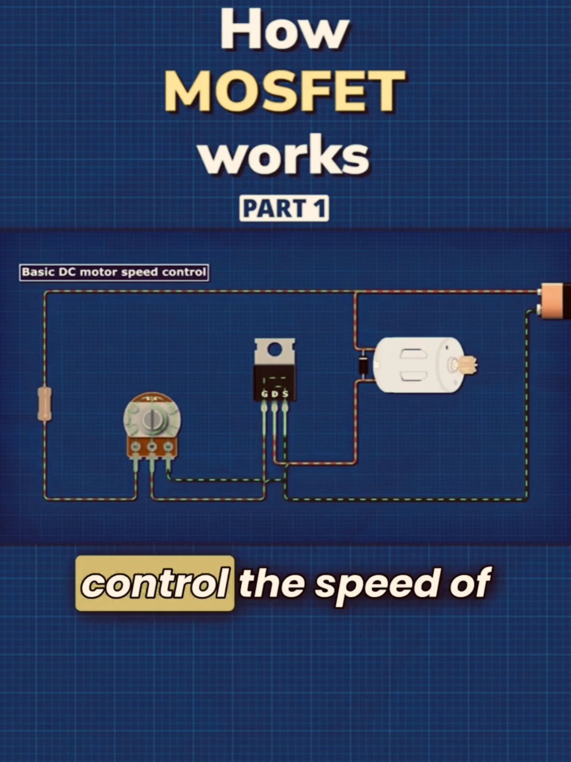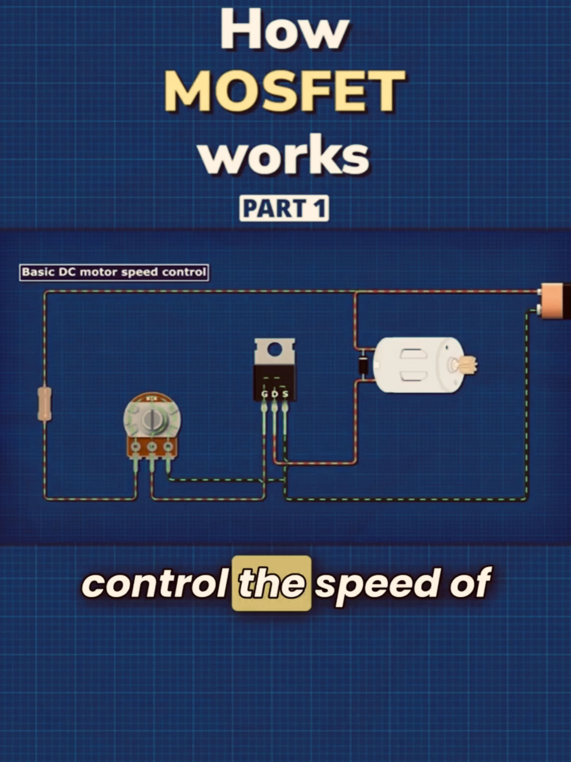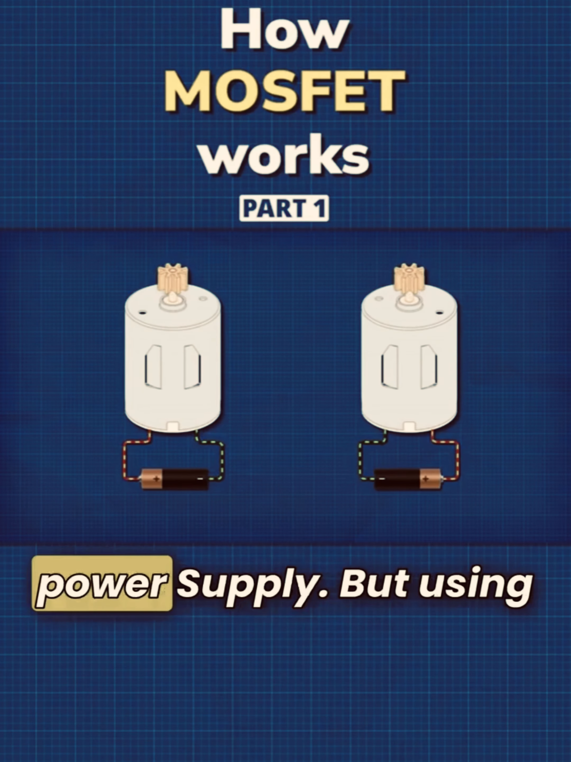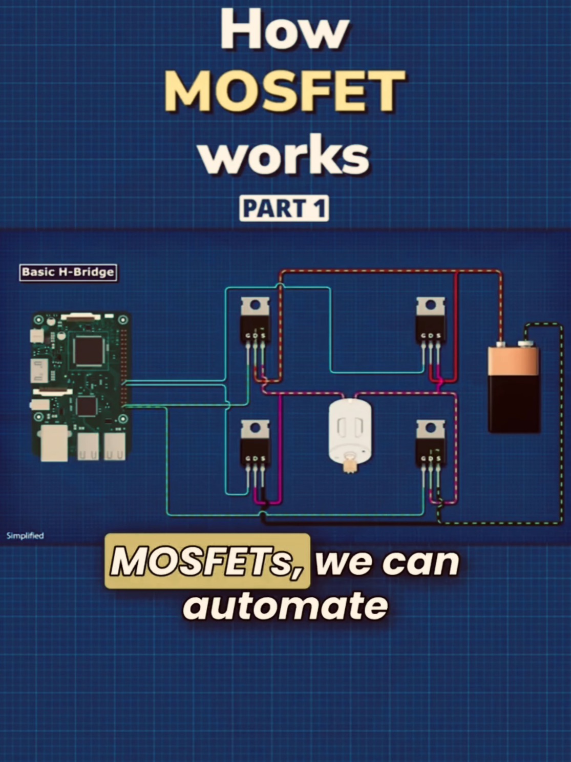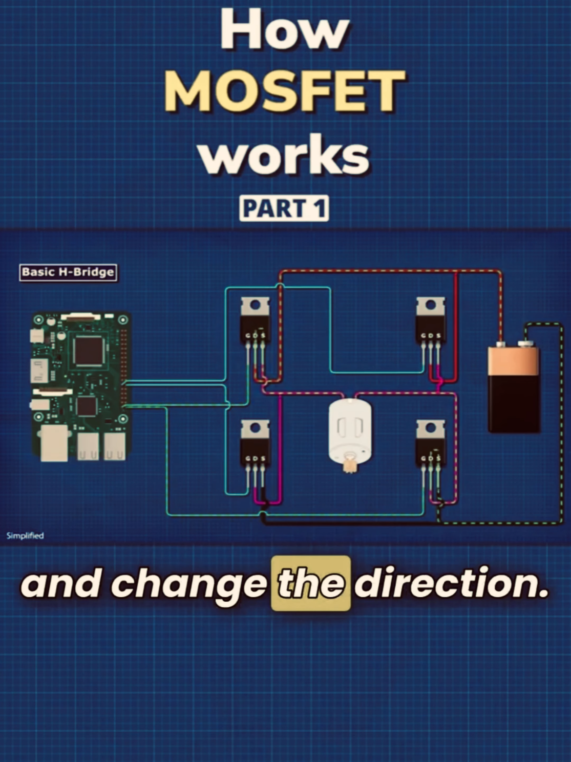We could also control the speed of a DC motor. The motor can rotate forwards or backwards depending on how we connect the power supply. But using MOSFETs, we can automate and change the direction.